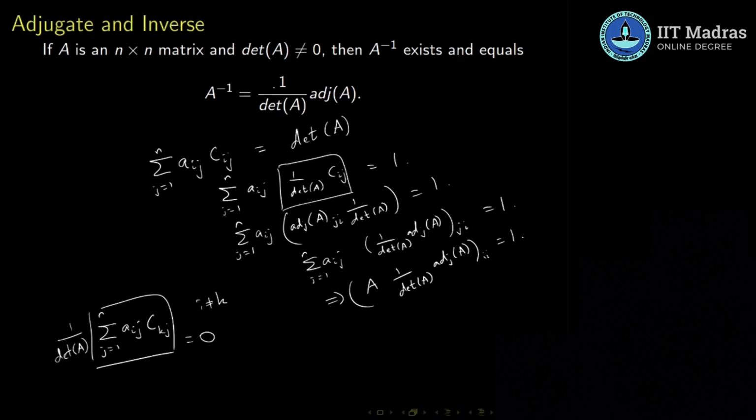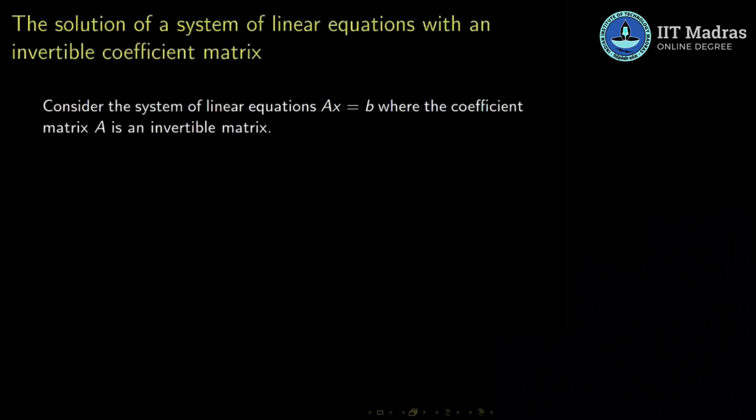So, we will get that A times 1 by determinant A adjugate of A is the identity matrix. Similarly, you can flip it around and work with columns, and you will get that it is also the identity matrix. Okay. So, that is how we get this formula for A inverse.